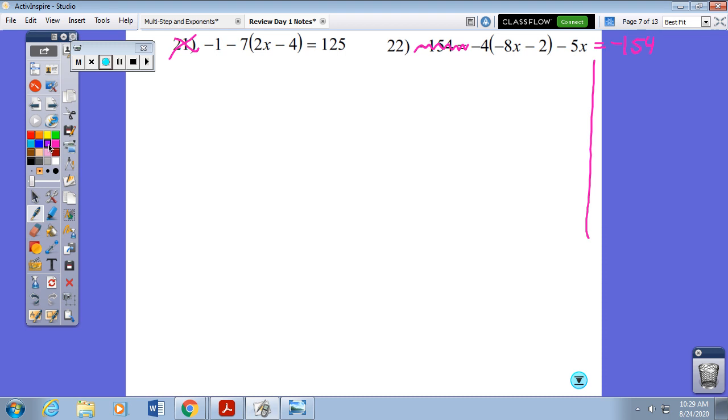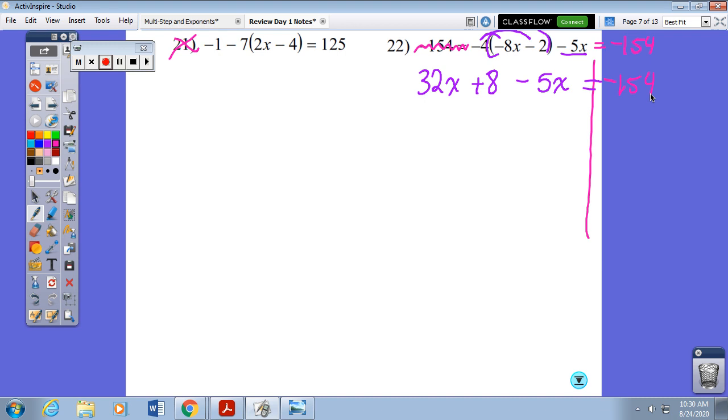Okay, first thing we do, distribute. Yes, we have parentheses. Negative 4 times negative 8 is positive 32x. Negative 4 times negative 2 is a positive 8. And then this minus 5x just comes down along for the ride. We don't have anything to do with him yet. He is not in the parentheses. You only multiply what's in the parentheses. So then you're going to bring down this negative 154.